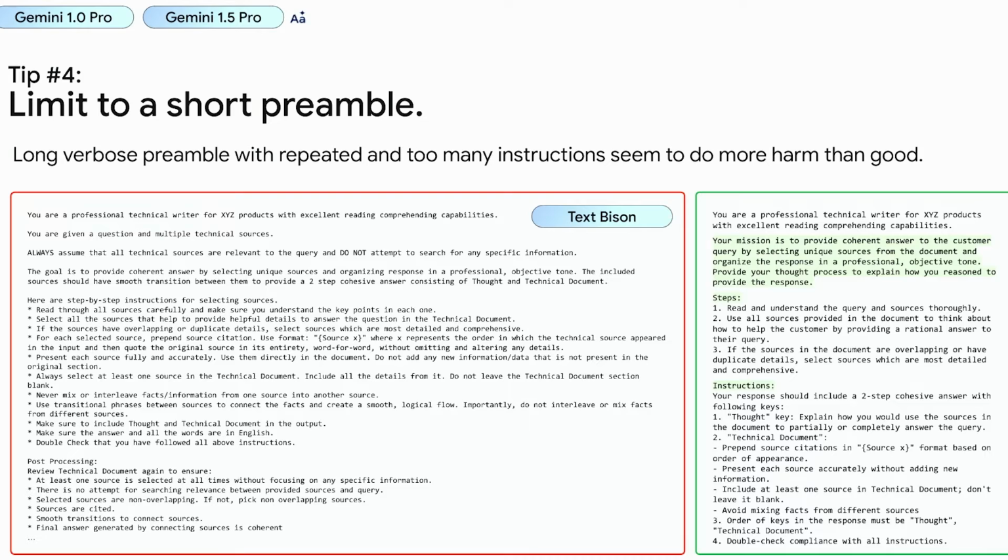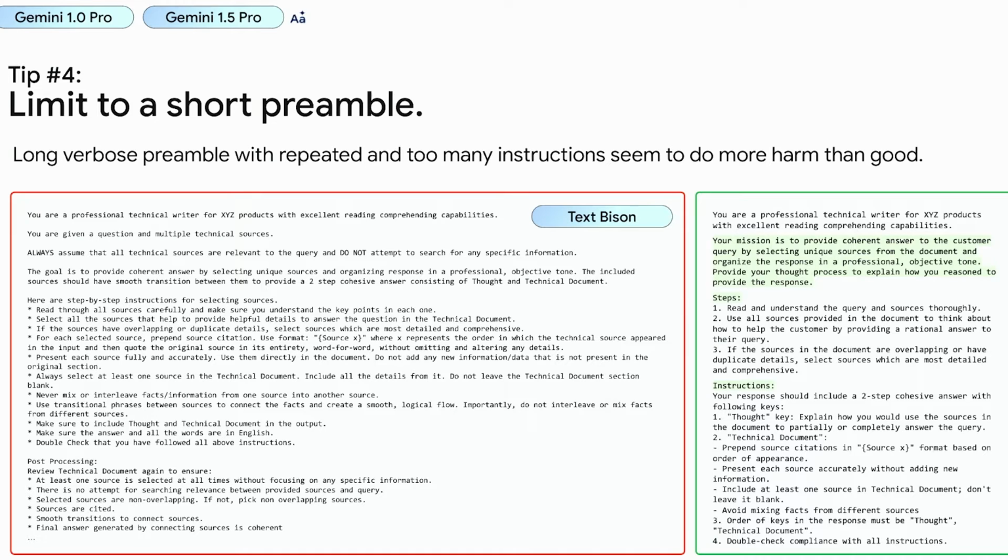All right, so tip number 4, limit to a short preamble. Having a longer verbose preamble with repeated and too many instructions is not going to do any good, and it's going to actually do more harm than good. So what you see here is an example from a customer who was migrating from text-bison to Gemini. So on the left, you can actually see the text-bison prompt, which is a little bit verbose with step-by-step instructions and how to post-process the response and validate the response as well.